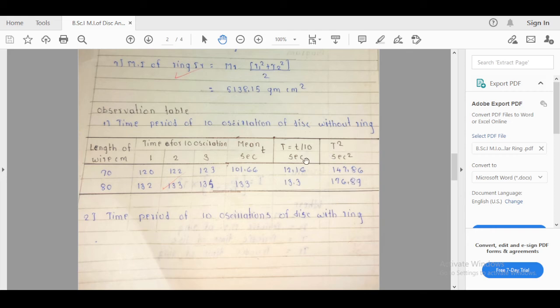Now the same procedure is followed for the next length, that is 80 centimeter. Again we have to measure this time period. Then it is 133, divided by 10, 13.3, and its square comes out to be 176.89 seconds square. These are the two observations recorded when only the disc is going under oscillations. Now the disc is heavy. The type of oscillations here is torsional oscillations.